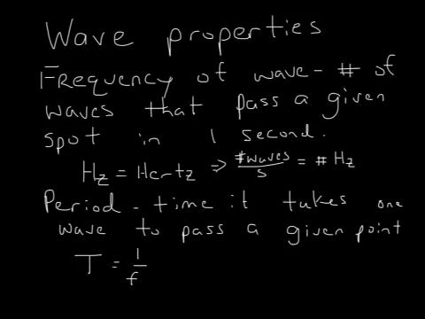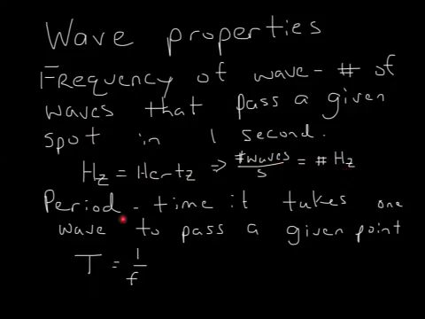Some more wave properties is the frequency of the wave. That's the number of waves that pass a given spot in 1 second. Frequency, as you may know, is measured in hertz, and so a hertz is 1 per second. So again, the number of waves per second would equal that number of hertz.